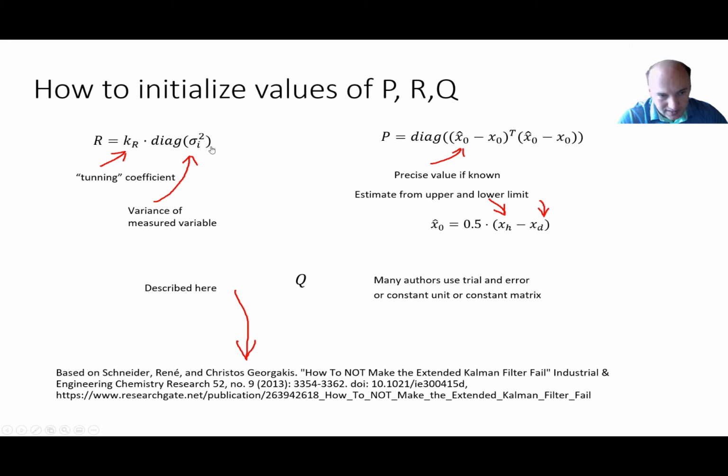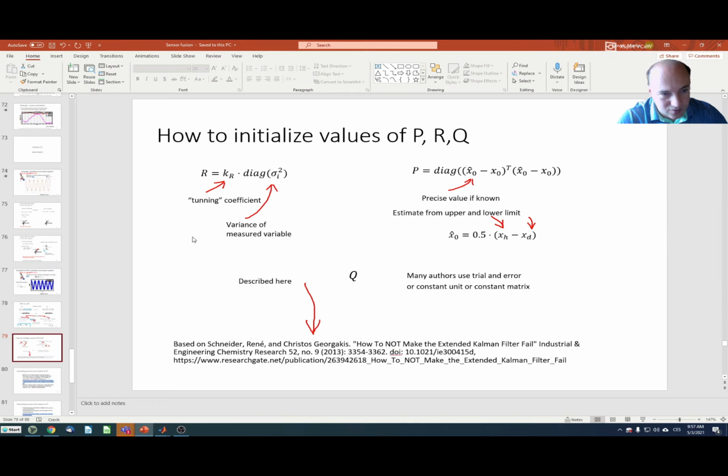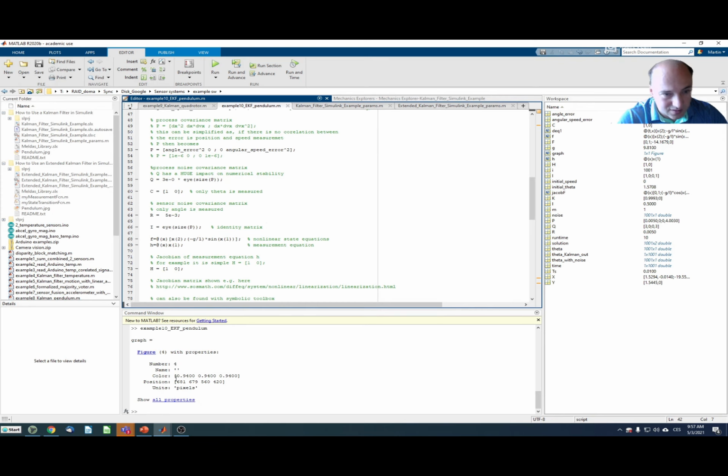I have this in my MATLAB code, so let's take a look at how this is actually done. You can see that in my example here, I have said that I measure only one variable, one angle, and I have chosen this number. I have played a little bit with this number. This is basically saying what is the accuracy of my sensor. And you can see that in my code it's a constant number, so not that difficult to play with.